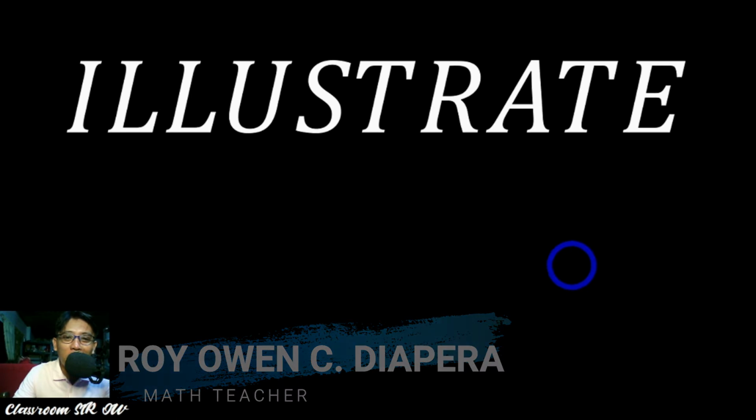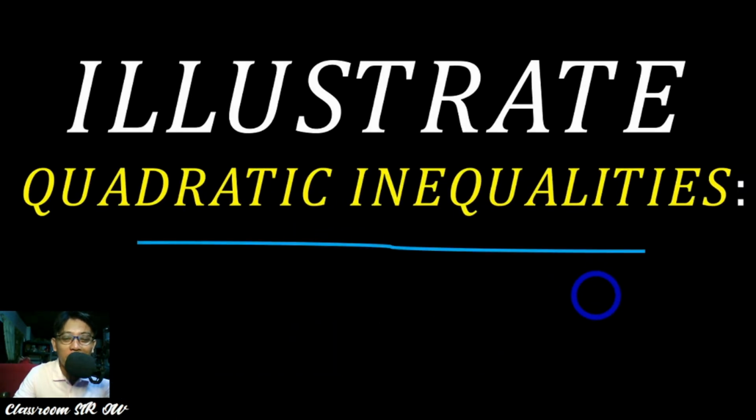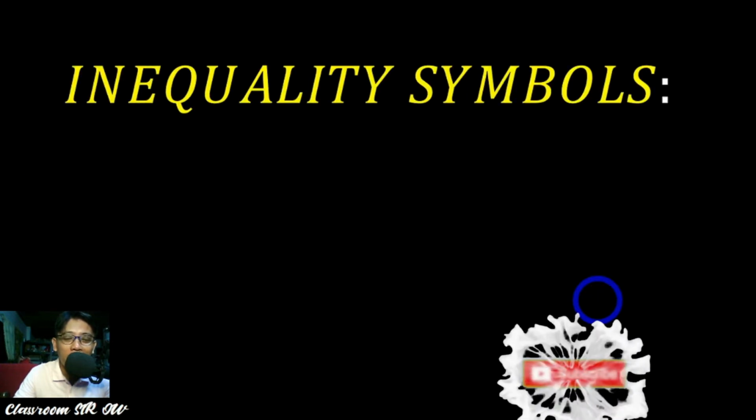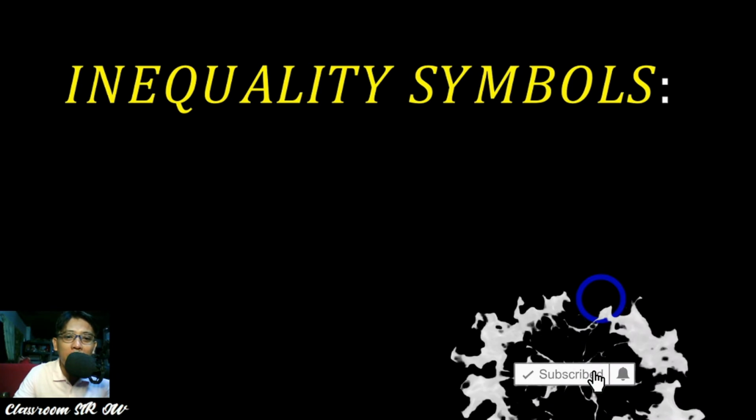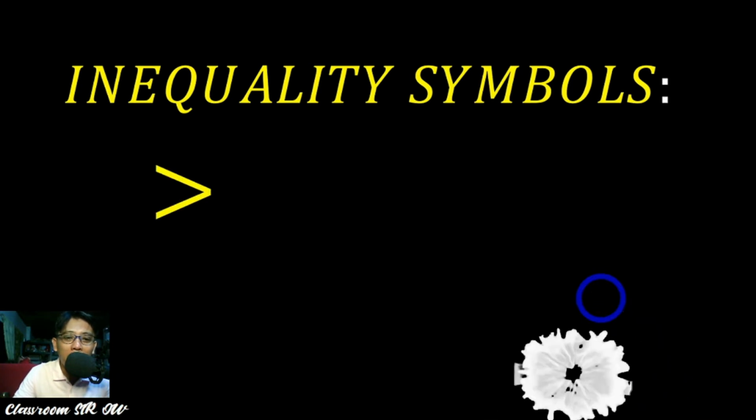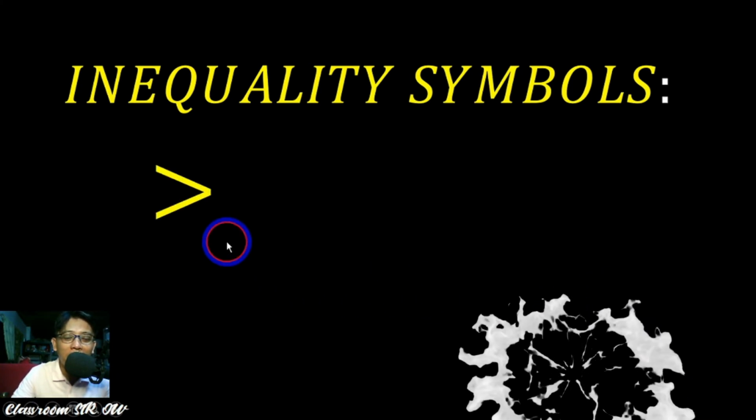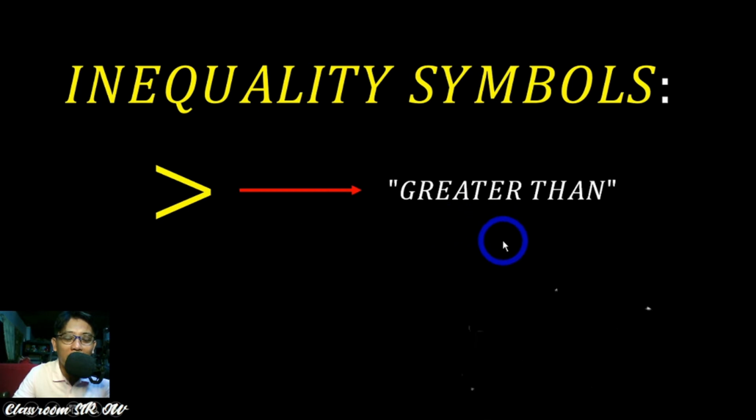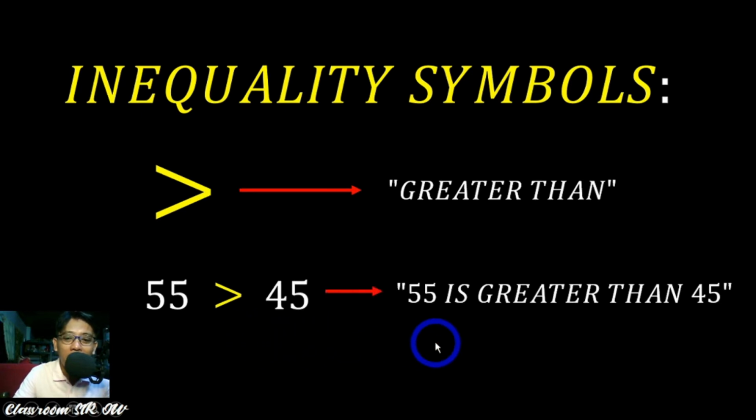So today we are going to illustrate quadratic inequalities. But before that, we will try to recall first our knowledge, especially on inequality symbols. So if we encounter this kind of symbol, meaning to say this is what we call greater than. Take for example, 55 is greater than 45. So this is read as 55 is greater than 45.